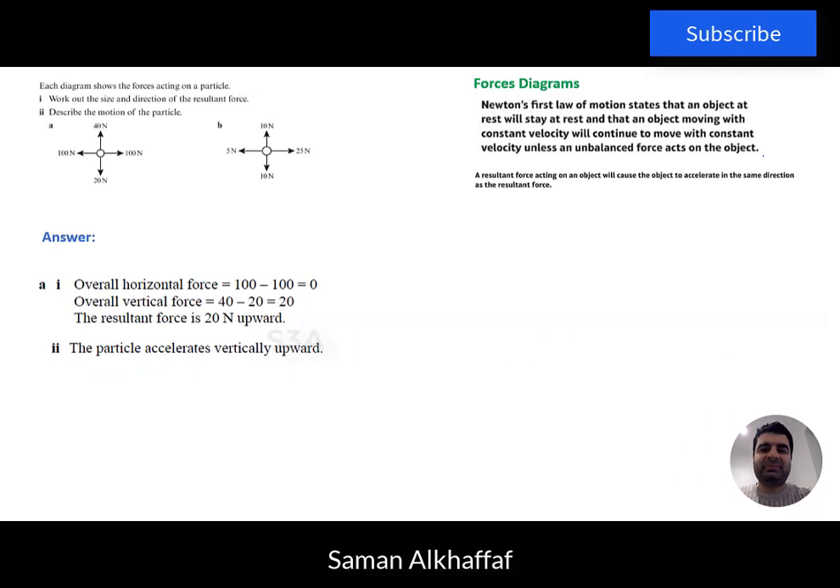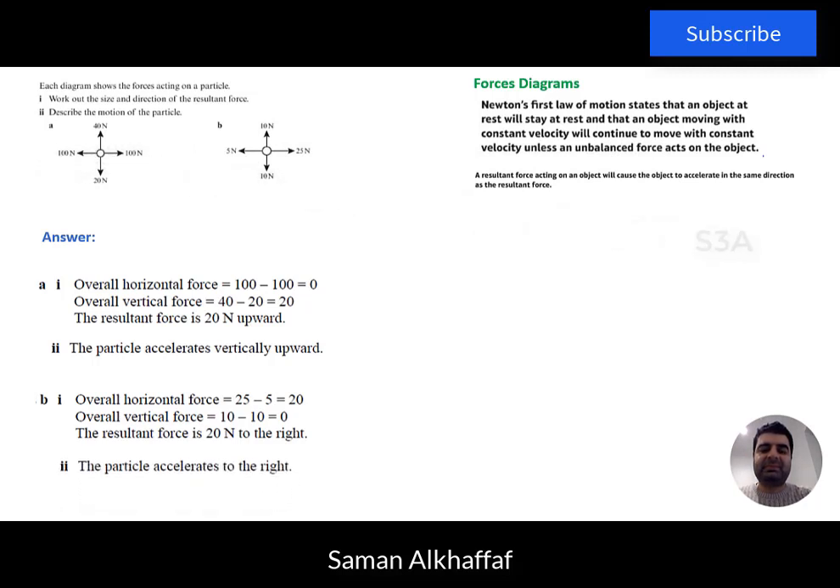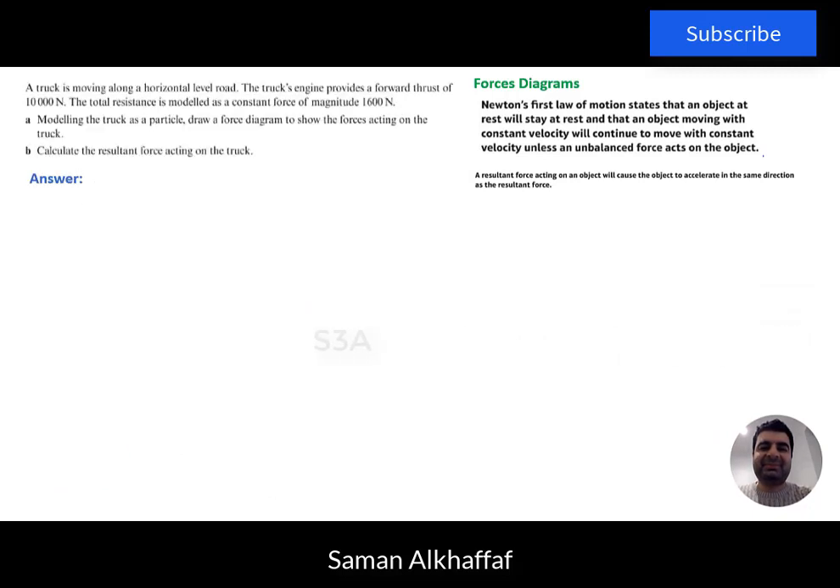For part B, in this scenario, again, we look at the horizontal forces, which will be 25 take away 5, that will give us 20, and for the vertical force that will be 0, so that will tell us the resultant force is 20 newtons to the right. In terms of motion of the particle, we say that the particle accelerates to the right, and this will be our answer.